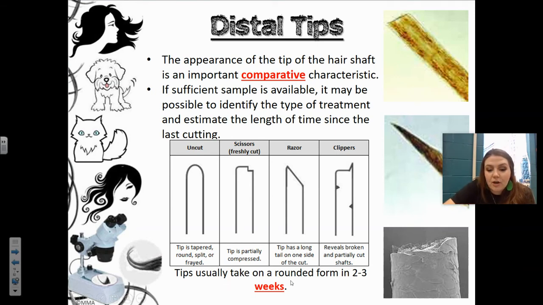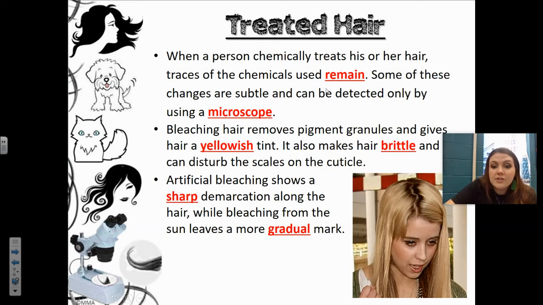And tips usually take on a rounded form after about 2 to 3 weeks. So if it looks really rounded, it means it's been a while since they've had a haircut. And if it's getting really frayed, it's been a really long time since they had a haircut, that kind of thing. You can also tell what kind of dye. You could actually track back and literally chemically analyze what color dye they have in their hair, if they have a hair dye in their hair. So that's what this is about.